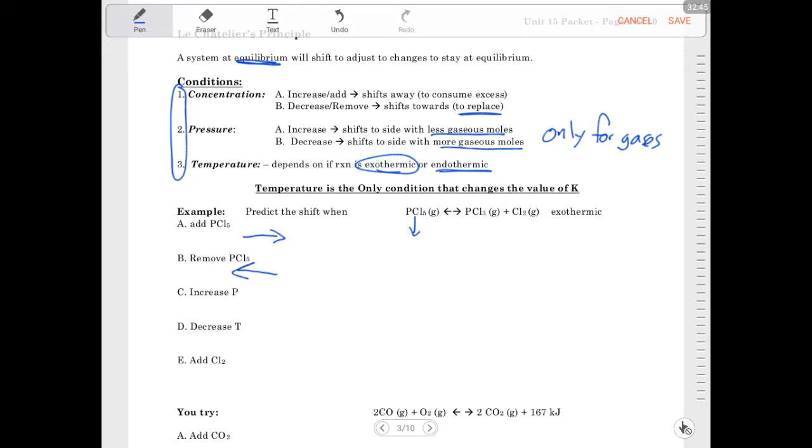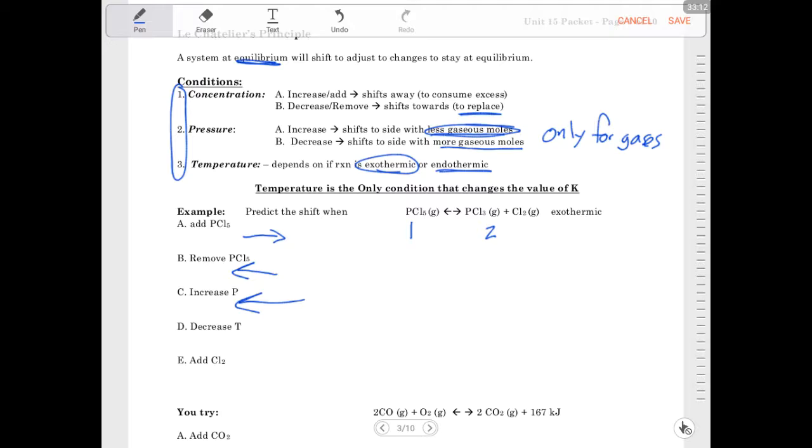Now, letter C is increasing the pressure. Well, what do we look at with pressure? Pressure, we look at the number of moles. So on the left-hand side, we have 1 mole. On the right-hand side, we have 2 moles of gases. So an increase of pressure means we're going to shift to where there are fewer moles of gas. Where are there fewer moles? To the left. Okay. Now, those ones we talked about already, and that was in that video.